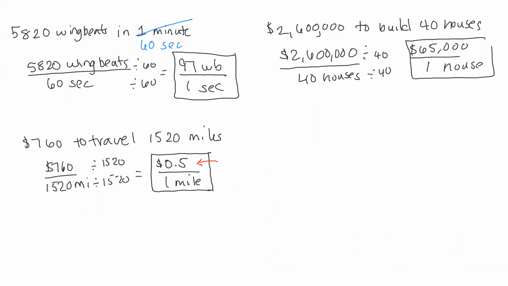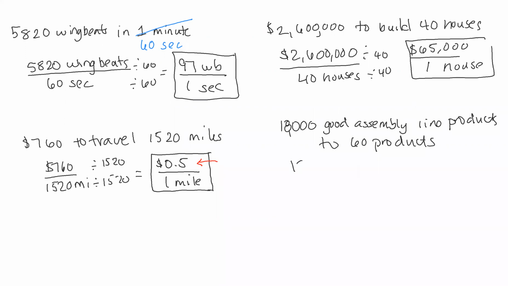Let's look at another one. So for this one, we have assembly line products. There are 18,000 good assembly line products to 60 defective products. So we have 18,000 that are good. We have 60 that are bad or defective. So we want to know the unit rate here. How many good for every bad?